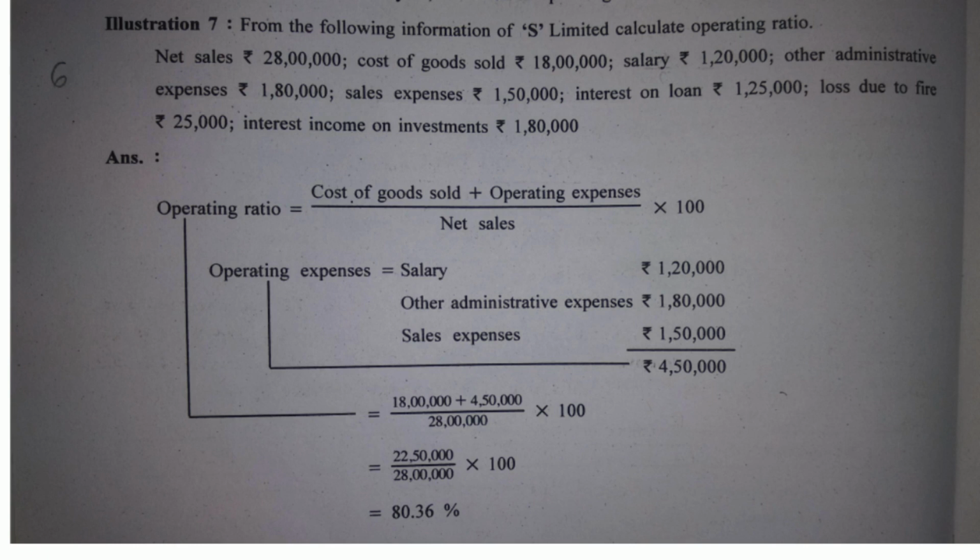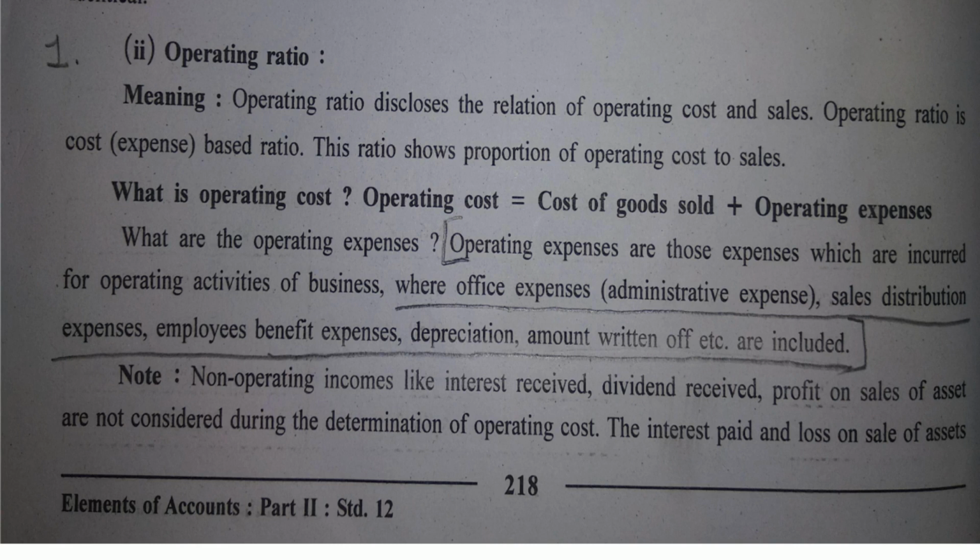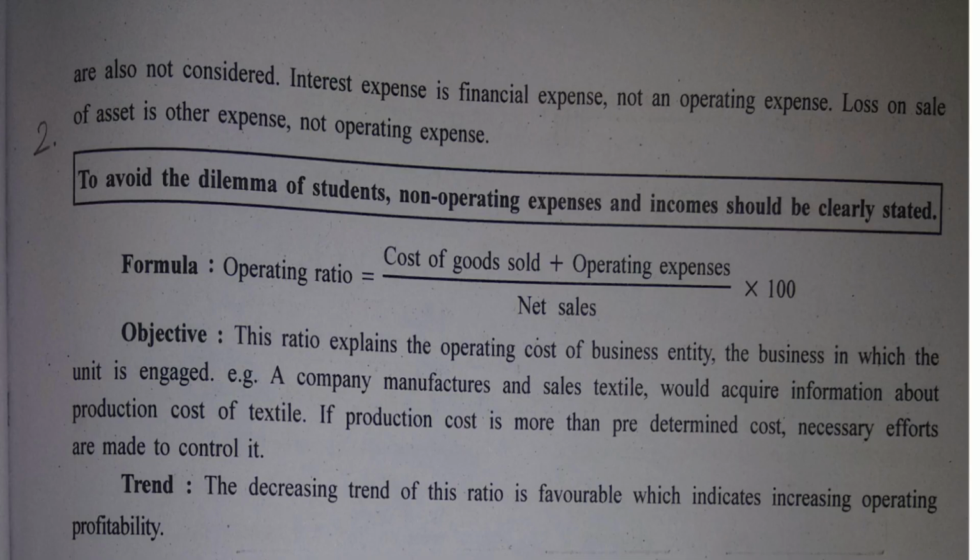So many expenses are given in the question, starting from salary. We have to choose the expenses belonging to operating expenses. Administrative expenses is clear, it is to be taken. Sales expense is to be taken. We've also taken salary here. Why? Because salary comes under the heading of employees' benefit expenses. That is the reason salary has been considered here.